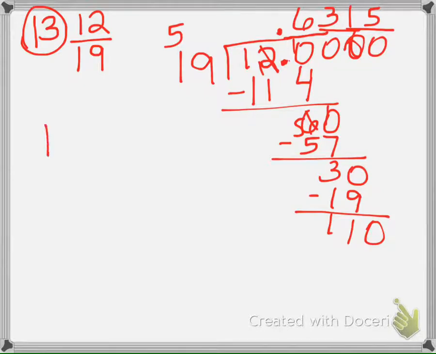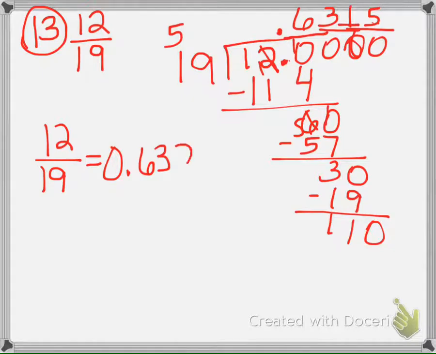And we're going to say that 12/19 written as a decimal is 0.63. And if we're going to round that, since this is a 5, we're going to round our 1. It's not going to stay 1, it's going to go up to a 2. And that would be your answer for number 13: 0.632. You would say 632 thousandths, and that's rounded.